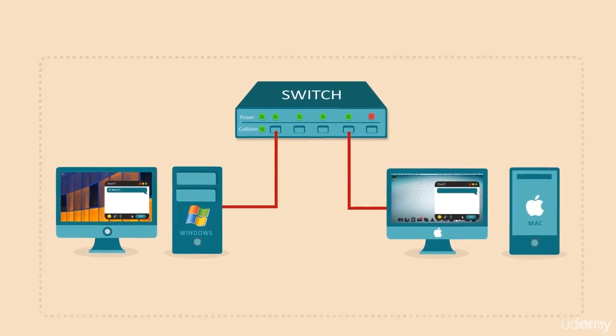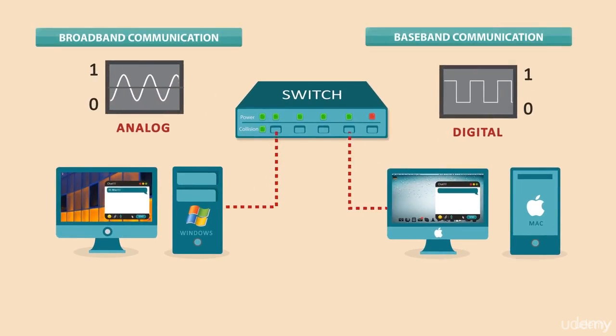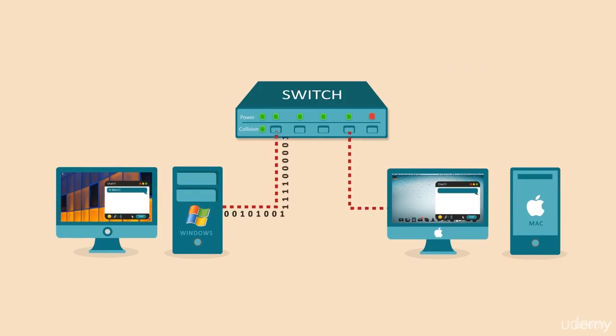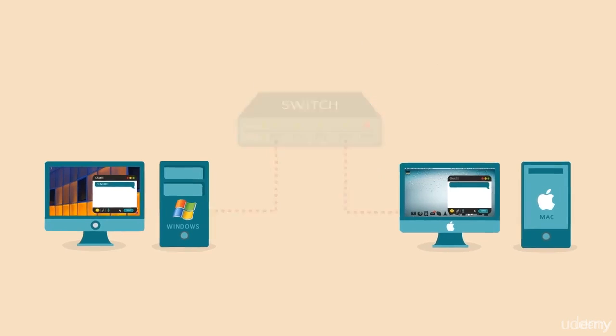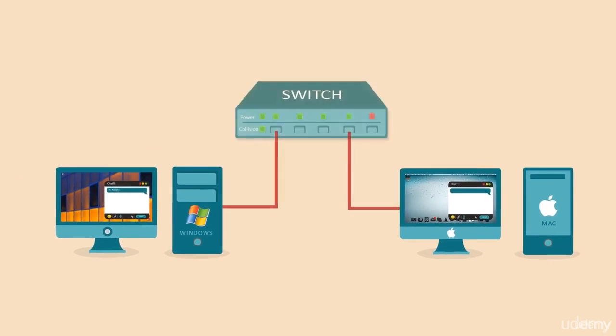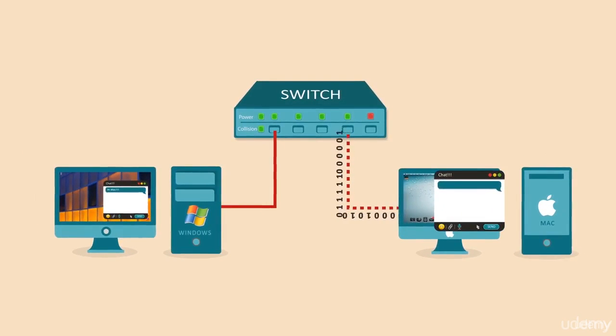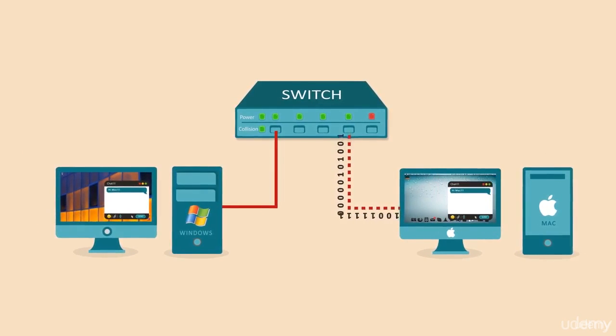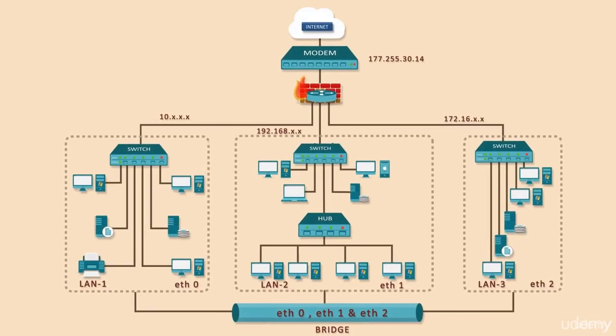Once the physical route to deliver the bit stream, either as analog signals in a broadband communication or digital signals in a baseband communication, is identified, the data is routed to its destination. Finally, the receiver gets the data in bitstream and the corresponding headers for all the layers are verified, and the application layer now displays the message to the MAC system. This is how communication happens between systems on a network.